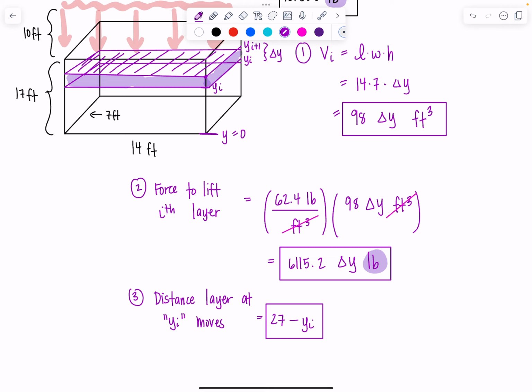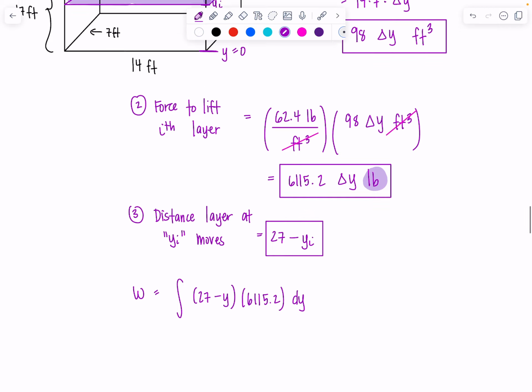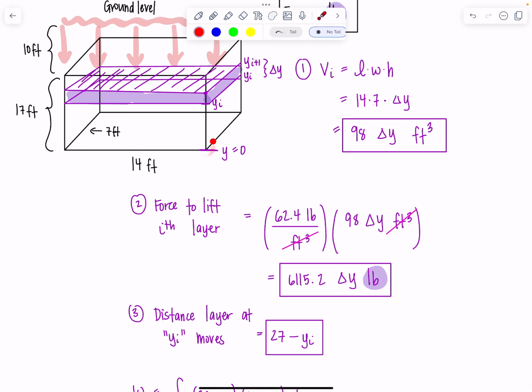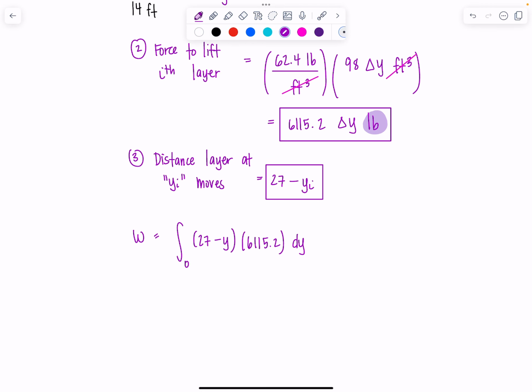Okay? Here we go. So let's set it up. Work is going to be the integral. I have 27 minus y times 6115.2. Delta y becomes dy. And then what are the limits of integration? Only where the liquid is that you're moving, that you're pumping out. So the limits are going to go from 0 to 17. There's no liquid here that you're going to slice up and partition, right? The limits are for y. y is just from 0 to 17, not up here. No liquid there, so there's no work to perform. 0 to 17, okay?